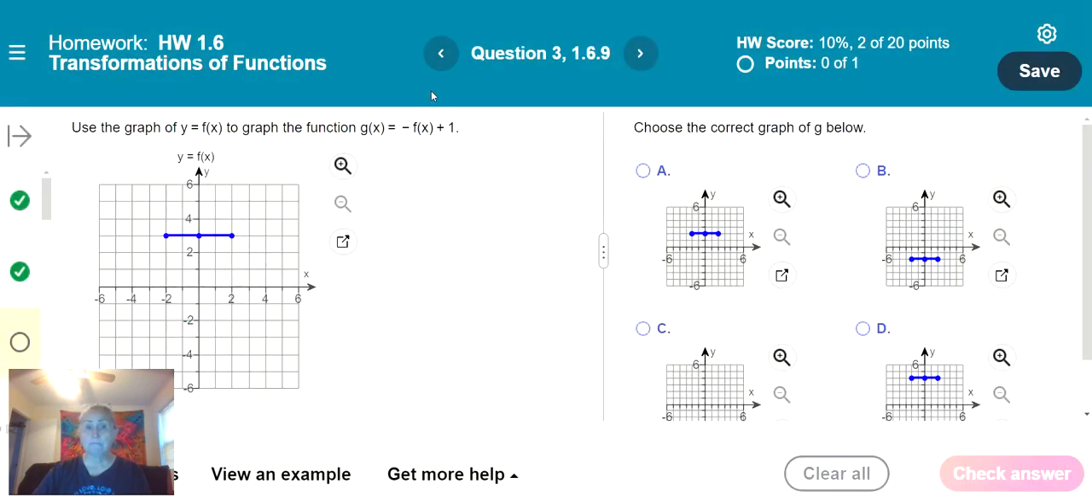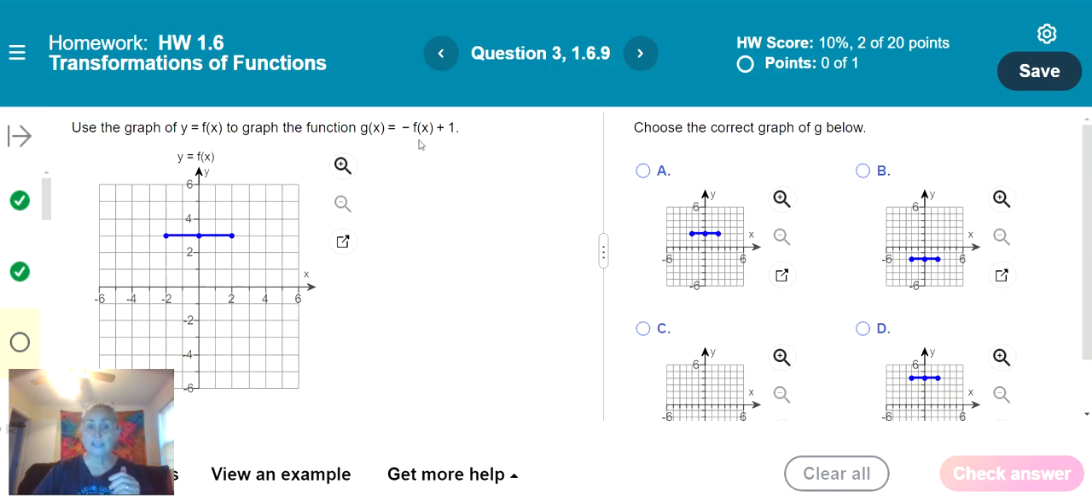Now this one says change the sign of the y's and go up 1. Now, when you have more than one transformation, you have to follow order of operations. This is like -1 times the function, and this is add 1. So this is multiplication before addition. So we have to do the reflection first and then go up 1.